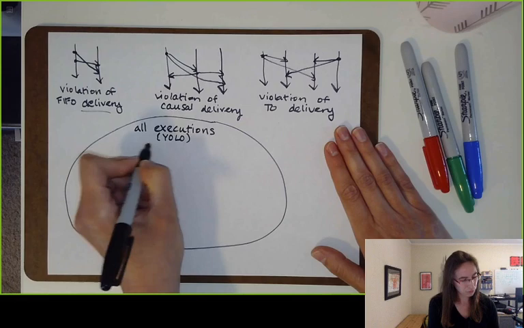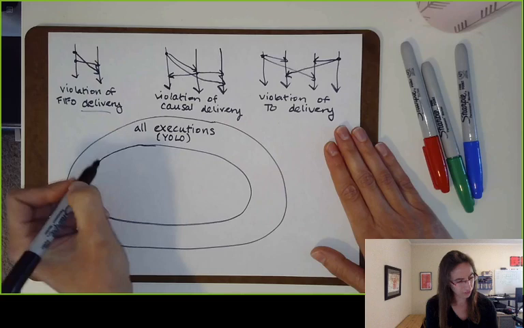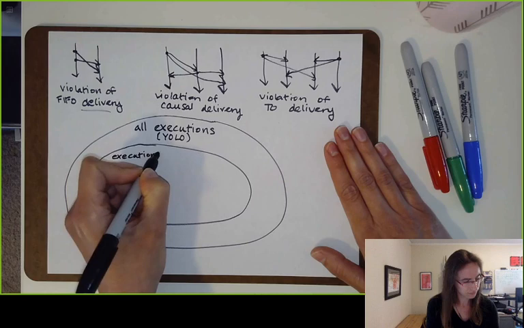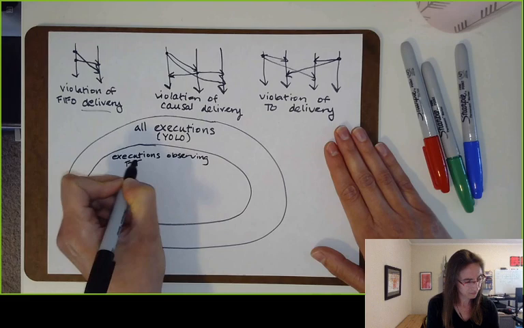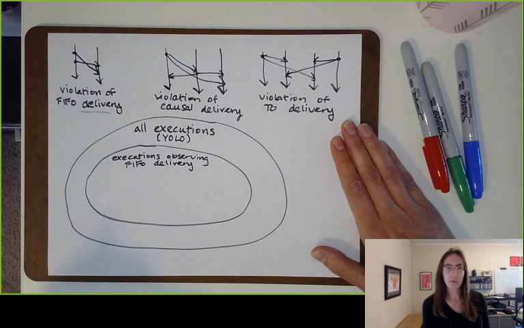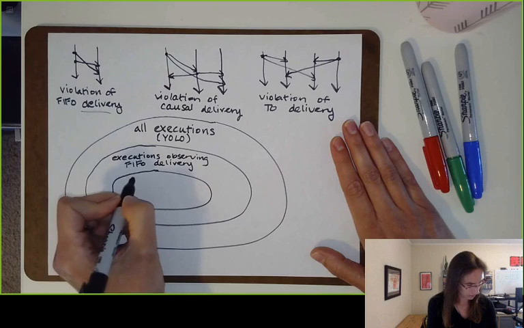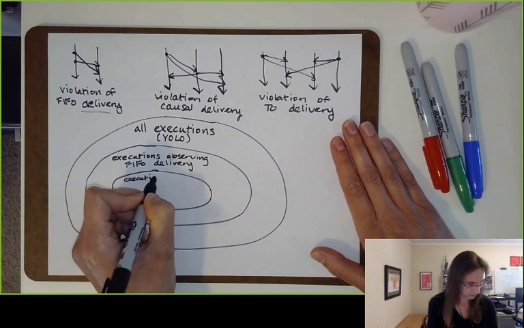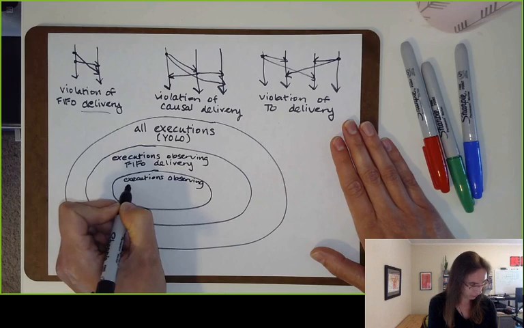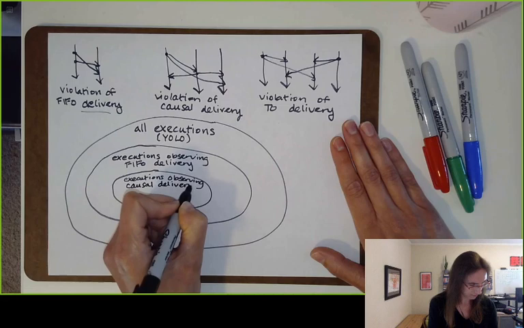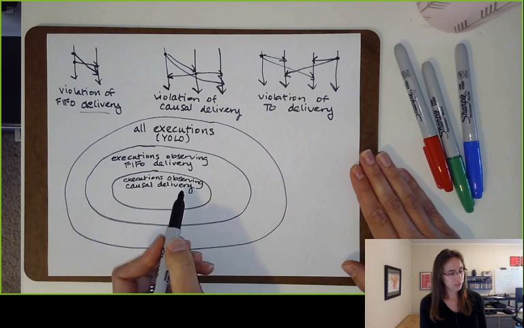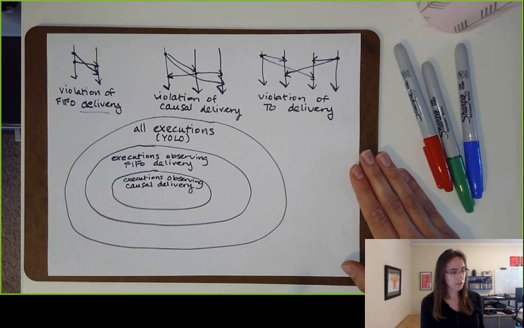Within that, a subset of those are going to be executions that observe FIFO delivery. And within that, there's going to be a subset which are the executions that observe causal delivery. So if it's an execution that observes causal delivery, if it's in this circle here, notice that it's also going to observe FIFO delivery. But if it observes FIFO delivery, it doesn't necessarily observe causal. So that's the relationship between those two.